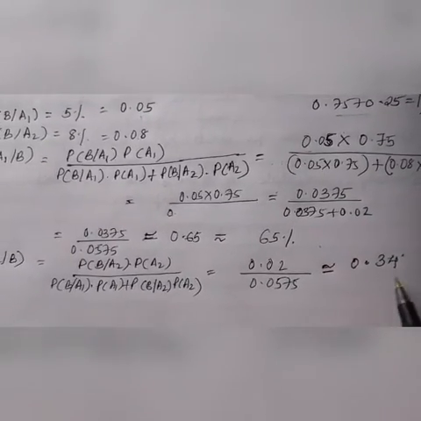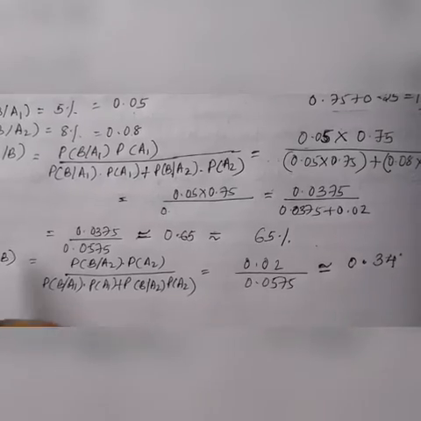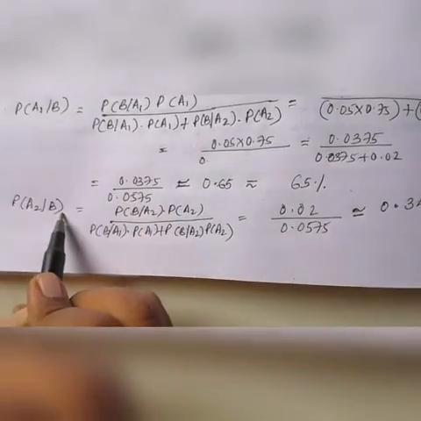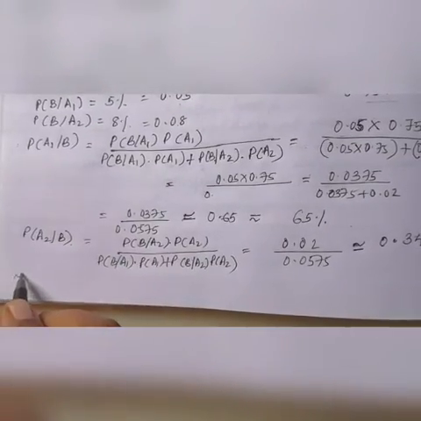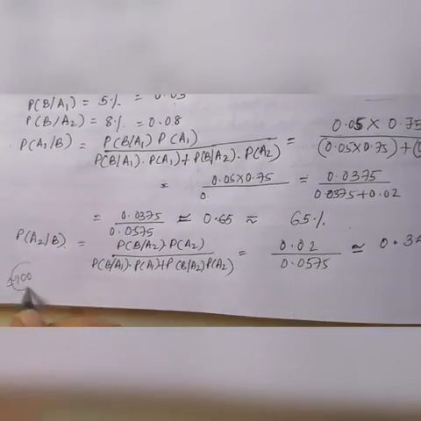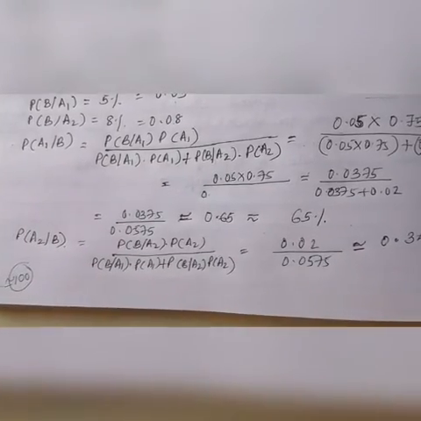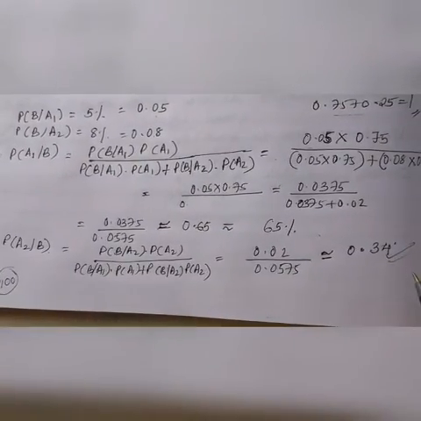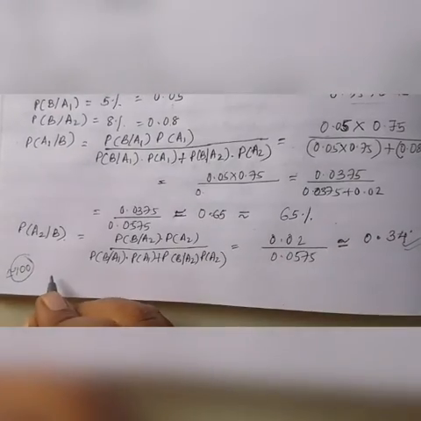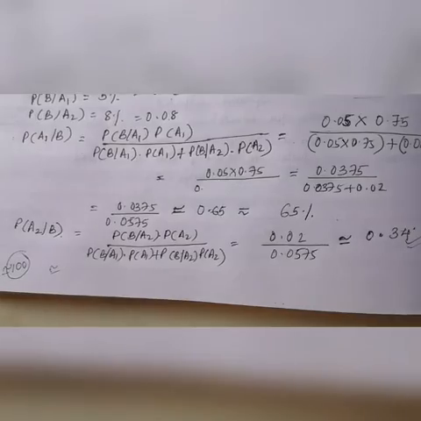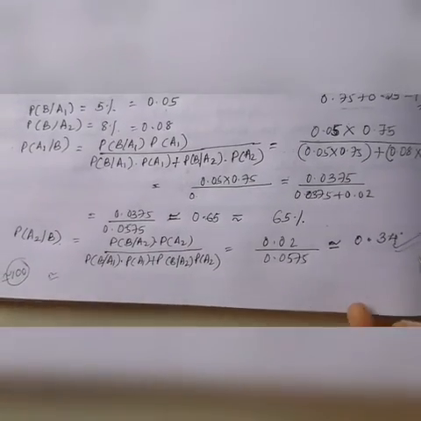Why am I so confident about these values? Because the total probability of P of A1 given B plus P of A2 given B should be approximately equal to 100%. You can calculate and check this value. I'm sure you will get a value somewhere close to 100, around 99.7 or 99.8. You calculate it thoroughly and see with the decimal points.